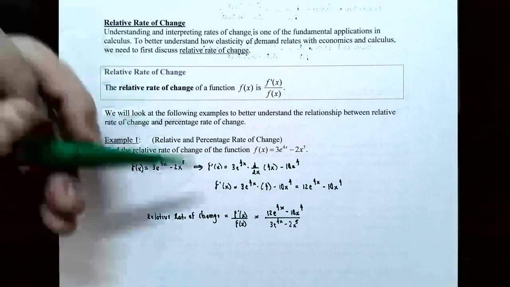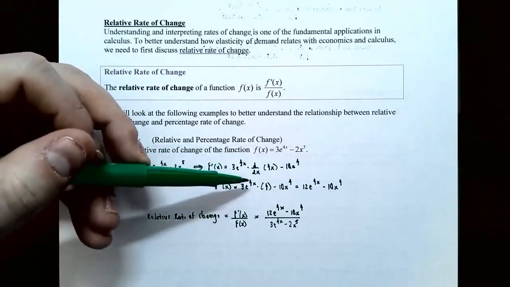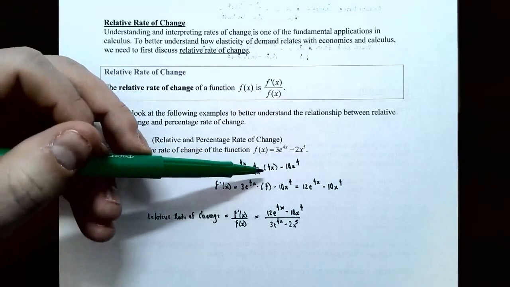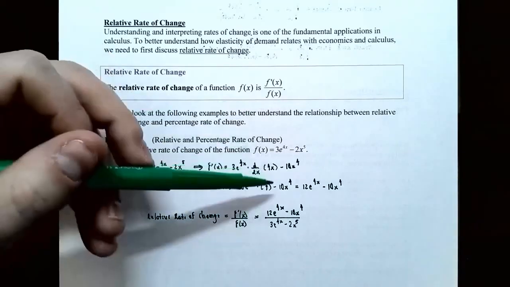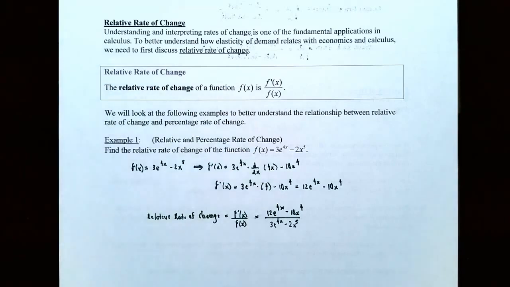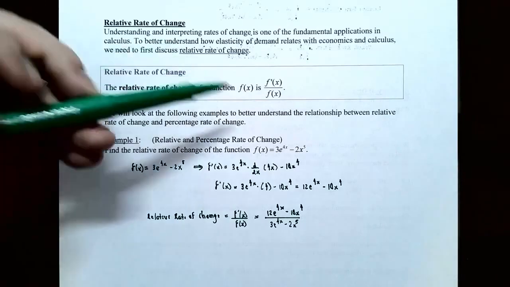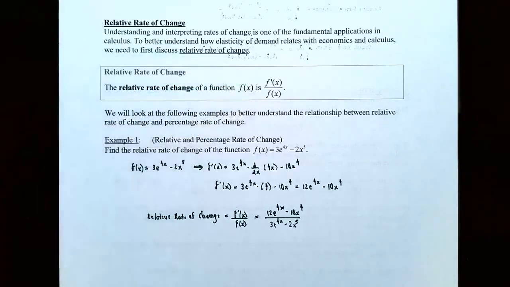And so f prime of x is equal to 3 times e to the 4x power. The derivative of the inside function, 4x, is 4, so you'll have 3 times e to the 4x times 4, subtract 10x to the fourth, and then after simplifying, you'll have 12 times e to the 4x power, subtract 10x to the fourth. After you found the derivative, now you can use the formula to find the relative rate of change of the function f of x.